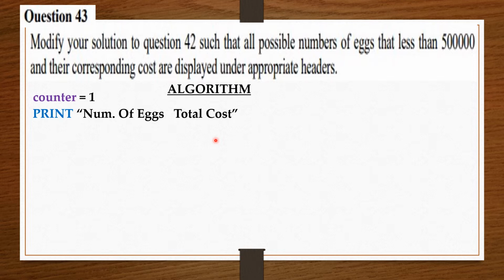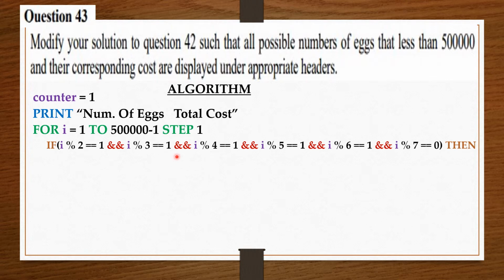Now, since we are computing for all the numbers that are less than 500,000, we are going to use a for loop because we know where it is starting and where it is ending. So we say for I equals 1 to 500,000, step 1, it should keep increasing by 1. Now the condition is that if I modulus 2 equals 1, and I modulus 3 equals 1, and I modulus 4 equals 1, and I modulus 5 equals 1, and I modulus 6 equals 1, and I modulus 7 equals 0, then the number of x is equal to the current value of I.